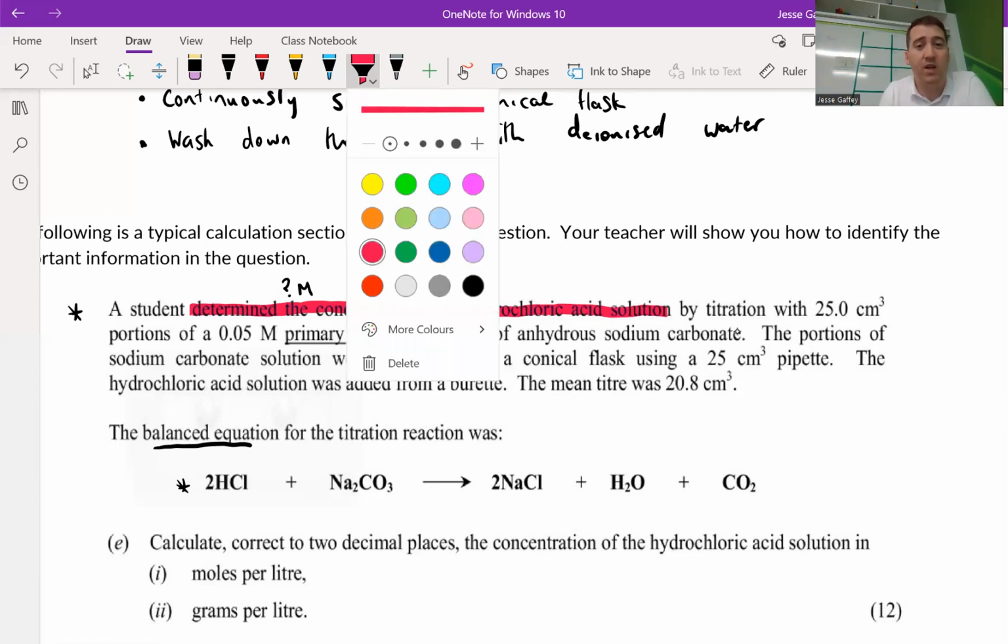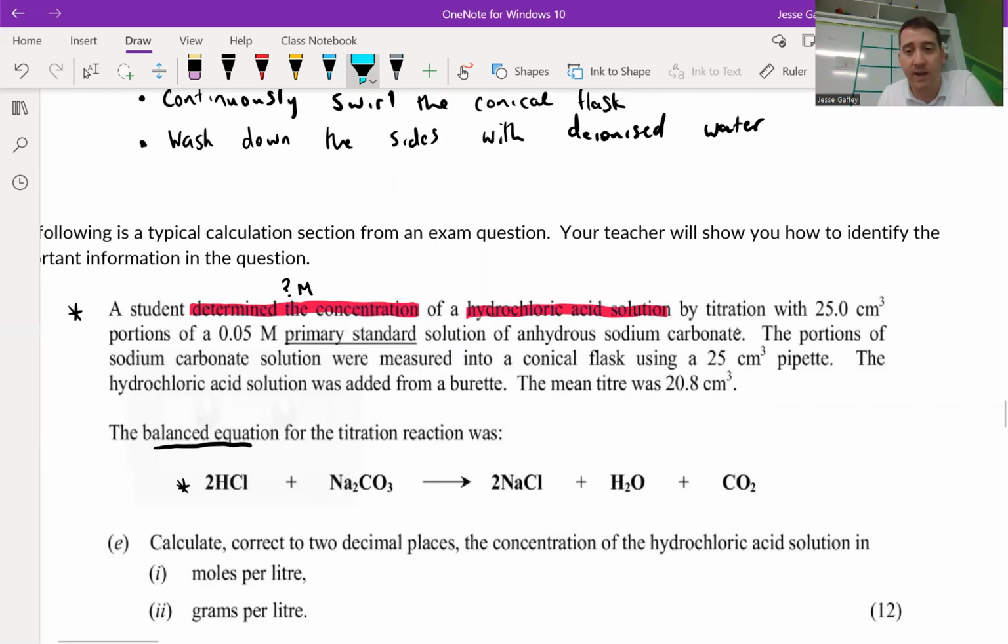A lot of information in that sentence, but essentially what it's saying is that we use 25 cm cube portions. The concentration was 0.05 of the standard solution of anhydrous sodium carbonate. So if you don't identify those properly, which numbers go with which thing, this is going to be very difficult. You're never going to be able to get the calculations right. So this is referring to the base, 25 centimeters cube portions of a 0.05 solution of sodium carbonate. So all these things go together.